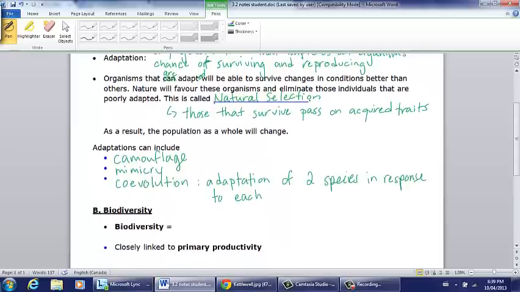Next, we're going to be looking at biodiversity. Biodiversity means the variety among living organisms within an ecosystem. So the variety of and among organisms within an ecosystem.